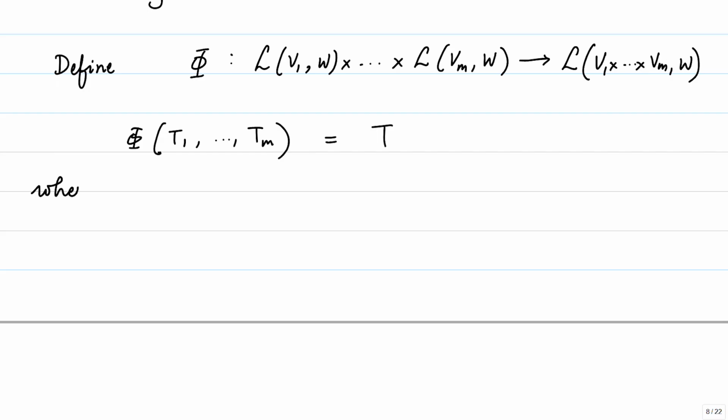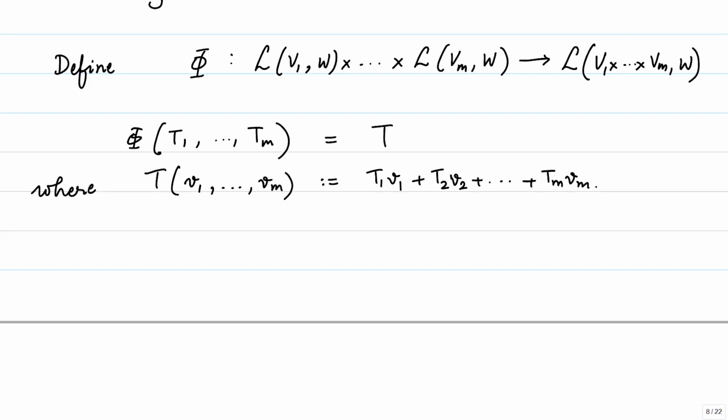So what will this T be? T will have domain V1 cross V2 up to Vm. So a typical element will be (V1, V2, up to Vm). We would like to define what T of (V1, V2, up to Vm) is. So we will define this to be T1 V1, which makes sense, plus T2 V2, plus up to Tm Vm. So suppose we define our T in this manner.